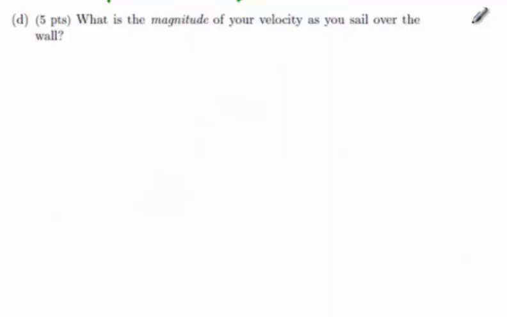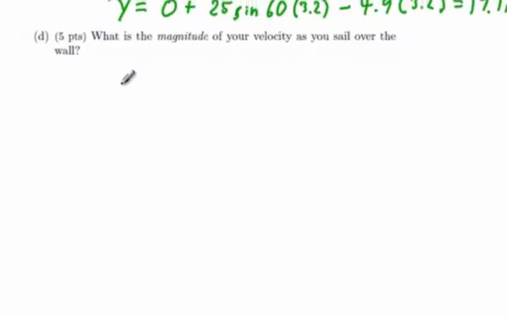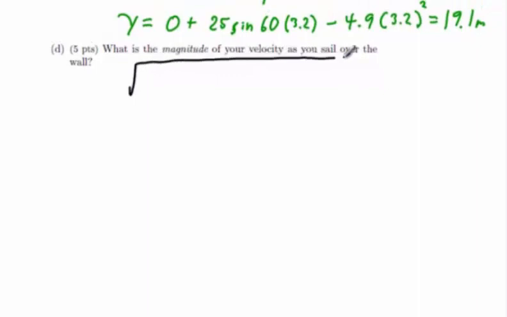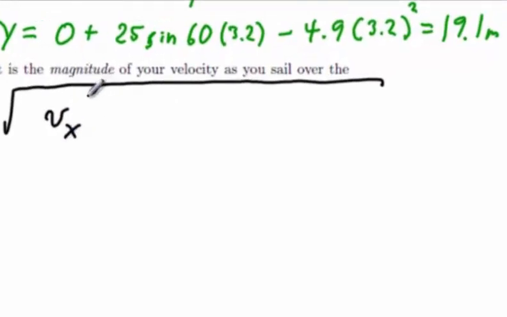Finally, we need to calculate the magnitude of the velocity as you sail over the wall. Well, the magnitude of any vector quantity is calculated by finding the square root of the x component of that quantity squared plus the y component of that same quantity squared. This question is still ill-formed because Vx isn't a constant and Vy isn't a constant. What we need to do is specify how to determine which Vx and which Vy, and the answer is to make sure it is at the moment while we sail over the wall.